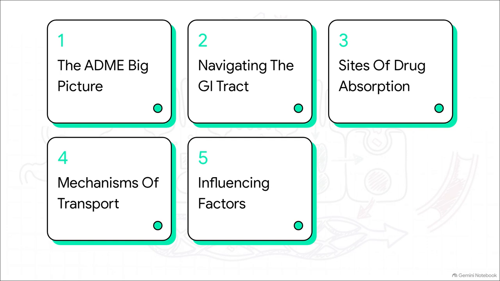Here's our roadmap for today. We'll be looking at 1. The ADME big picture. 2. Navigating the GI tract. 3. Sites of drug absorption. 4. Mechanisms of drug transport. And finally, 5. Factors influencing drug absorption. Don't worry if this sounds like a lot. We're going to break this whole journey down systematically, step by step.